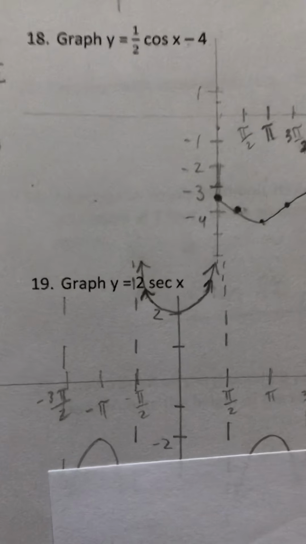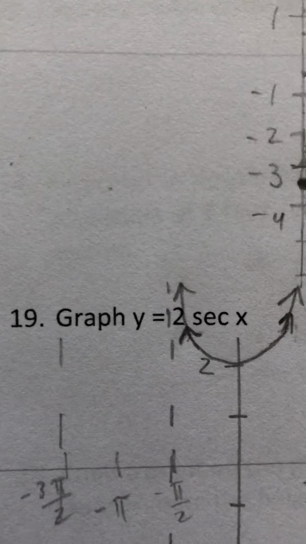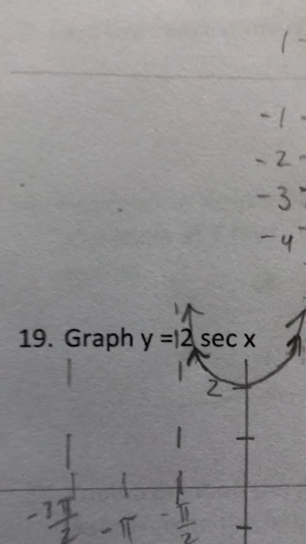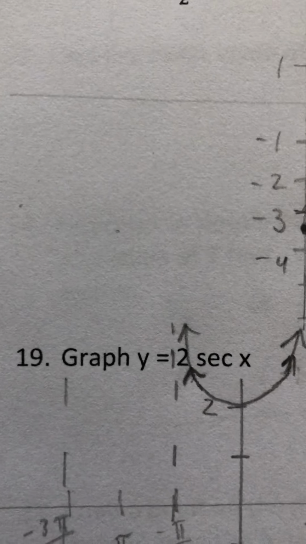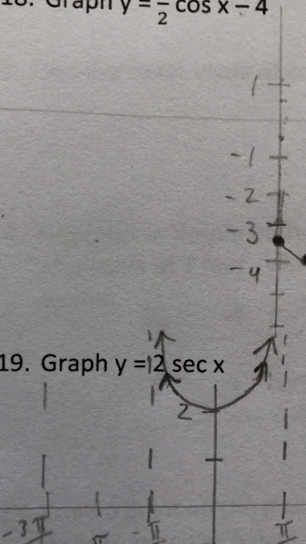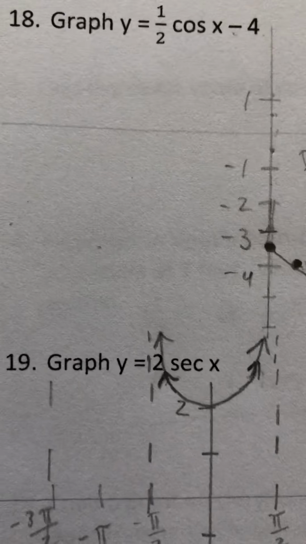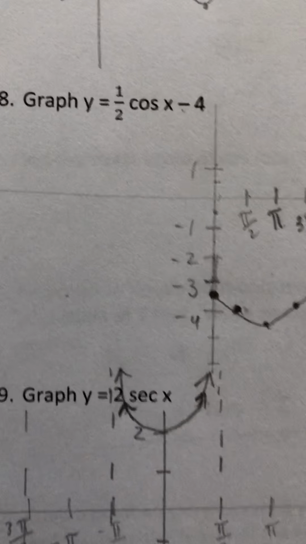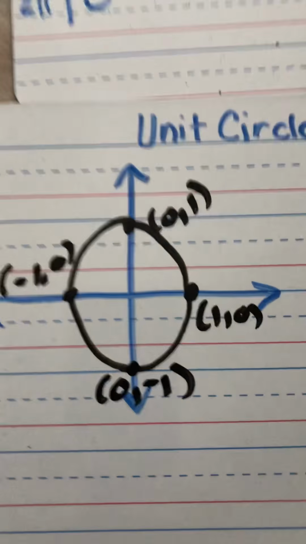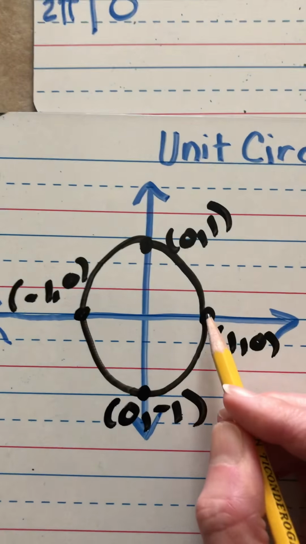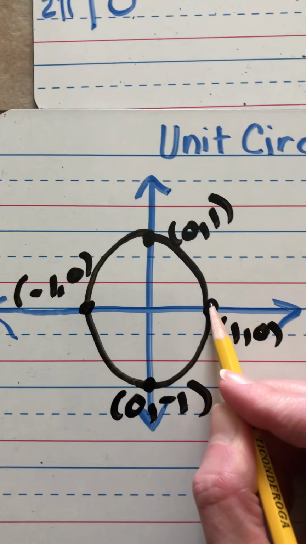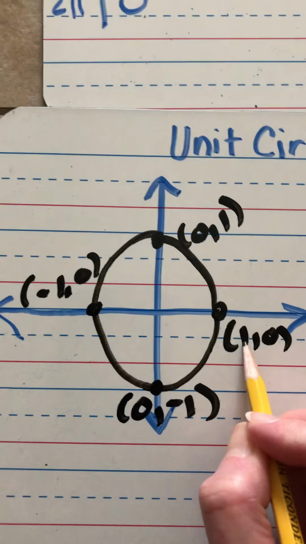The next graph is y equals 2 times the secant of x. Now remember that the secant is the reciprocal of the cosine. So if you use your unit circle, the cosine of a 0-degree turn or a 0 radian turn is 1.